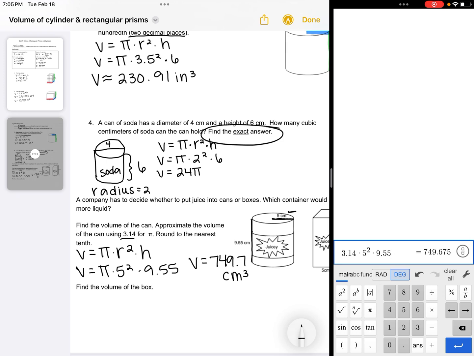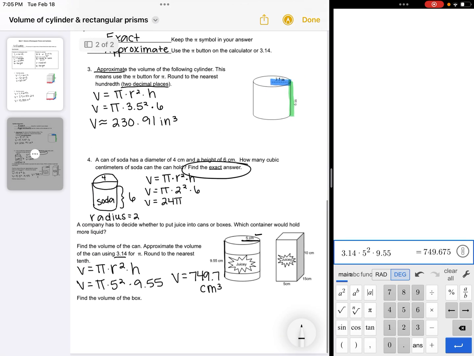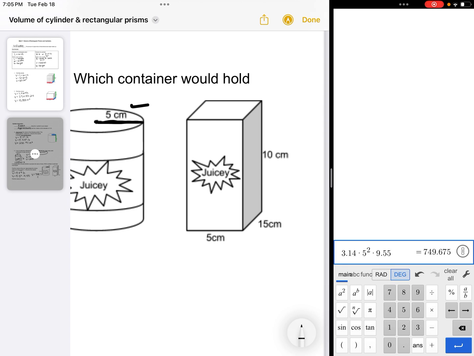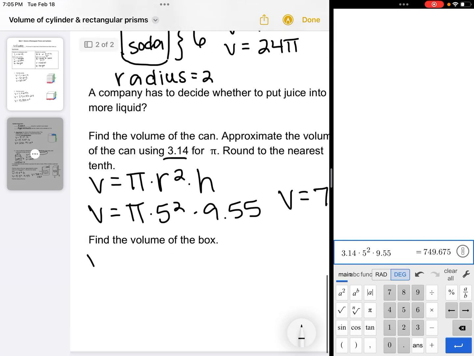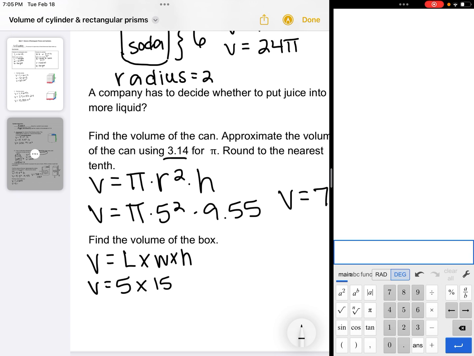So we now need to find the volume of the box. Scrolling into the box, I see that I have my 3 different measurements. I have my length, I have my width, and I have my height. So I'm going to plug in for the volume of a rectangular prism. Volume equals length times width times height. Plug in the 3 numbers that I had. Volume equals 5 times 15 times 10. So I'm going to come over here, type in those 3 numbers. I see that I should have 750 centimeters. So volume equals 750 centimeters cubed.